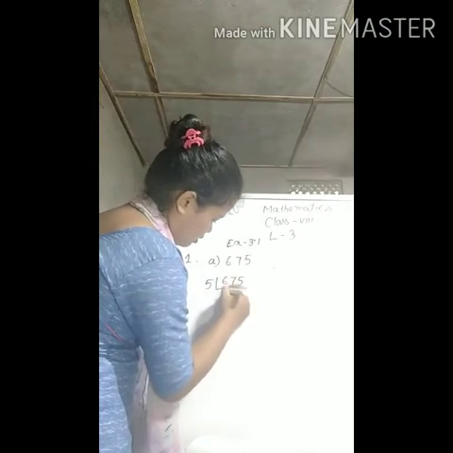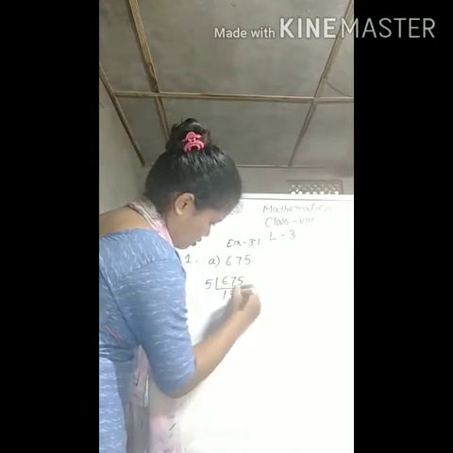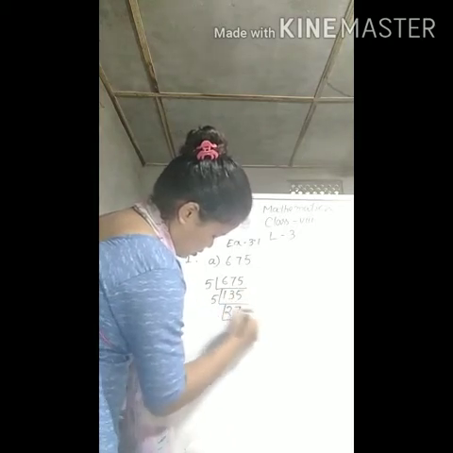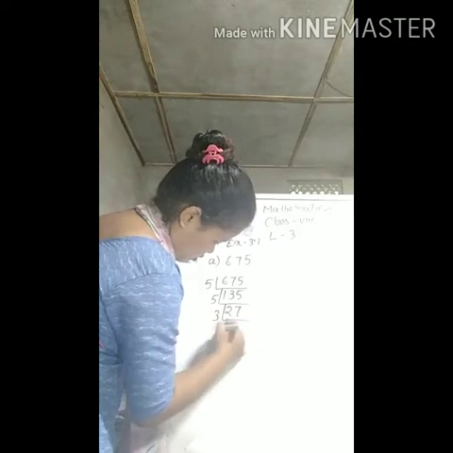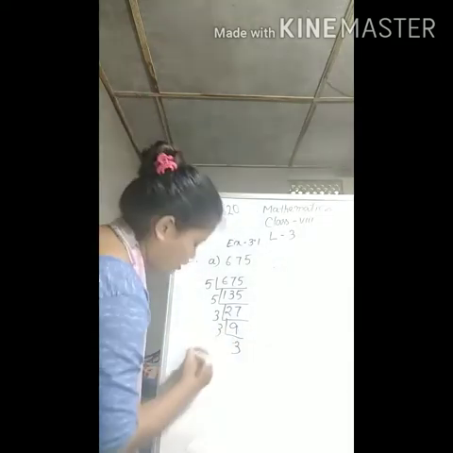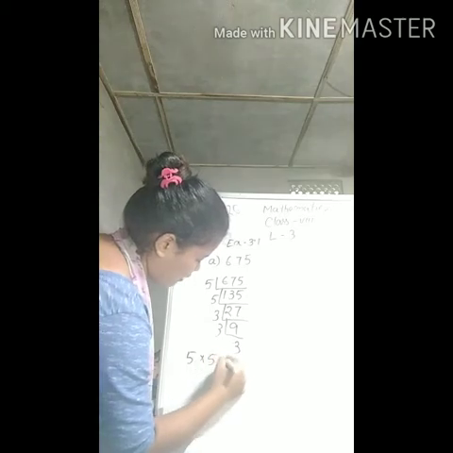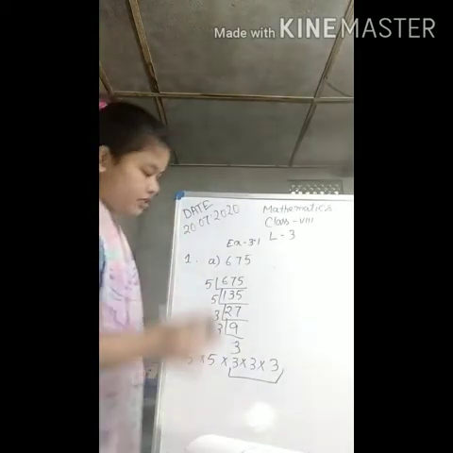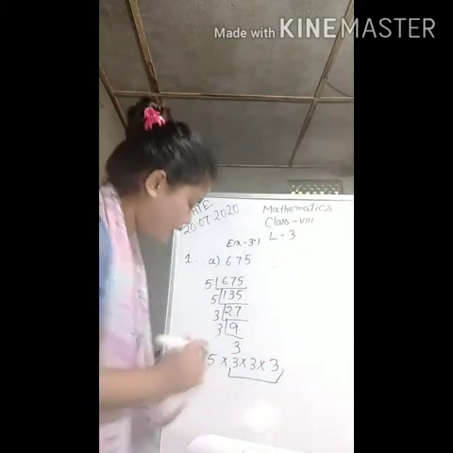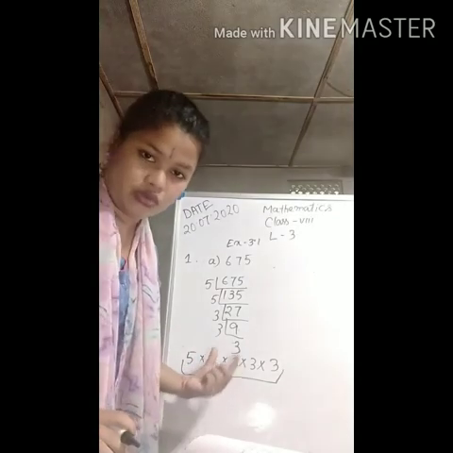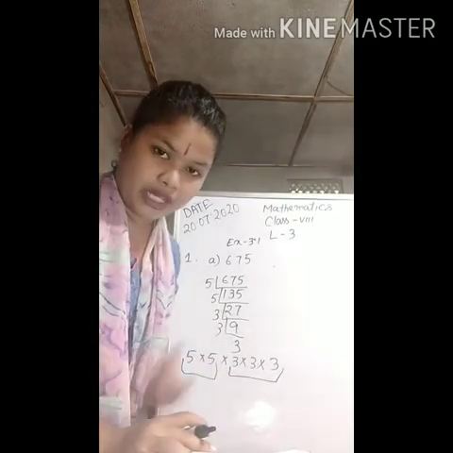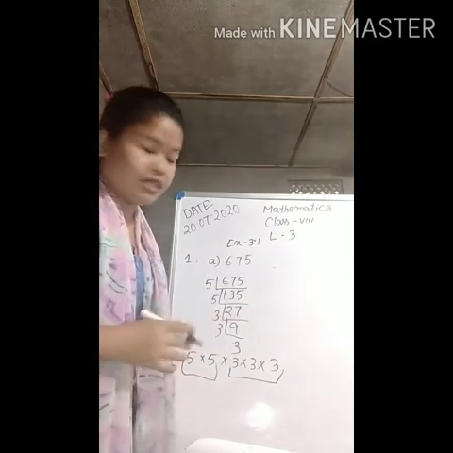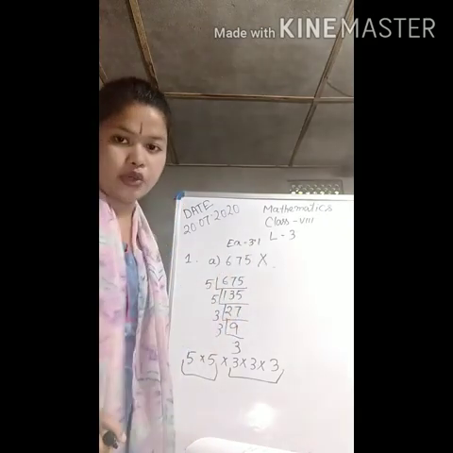Divide by 5. See what factors we got: 5 into 5 into 3 into 3 into 3. That means 3 we got 3 times, so we can write 3 cube. But 5 we got only 2 times, that means it is not 5 cube. We can write only as 5 square. So this number 675 is not a perfect cube.